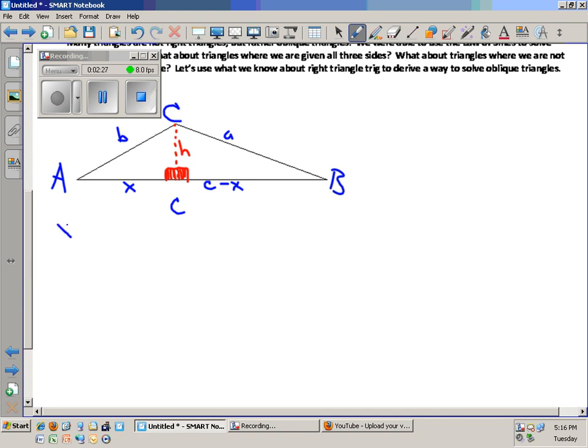Good. X squared plus H squared is equal to B squared. How about if you were to write out the next one, the relationship between A, H, and C minus X? A little bit different. C minus X, that quantity squared, plus H squared is equal to A squared. So we've used the Pythagorean Theorem in both those situations accordingly.